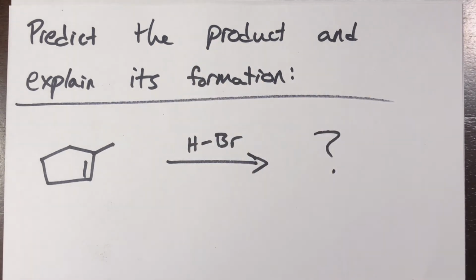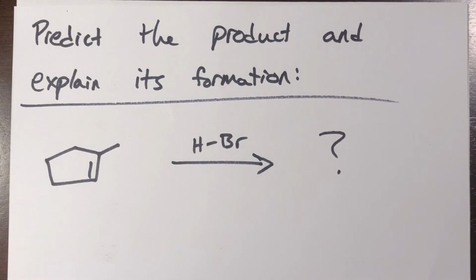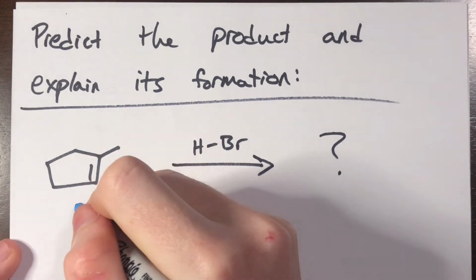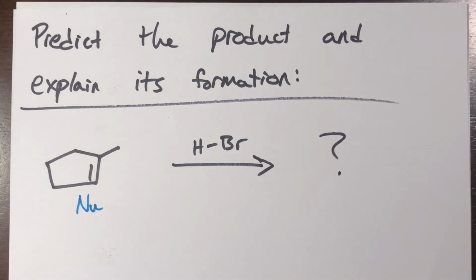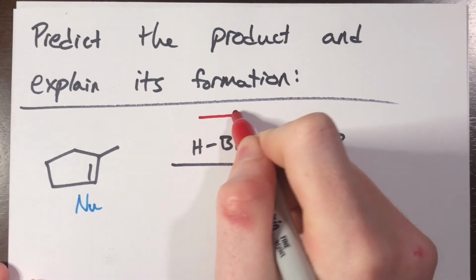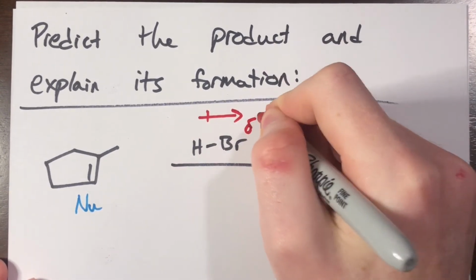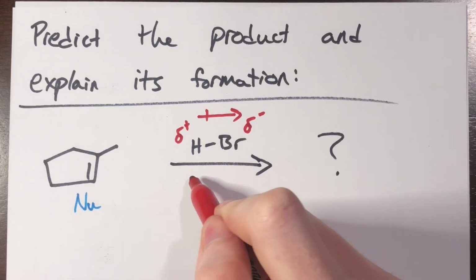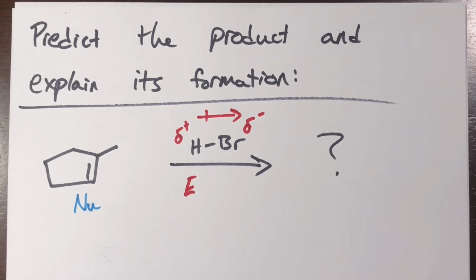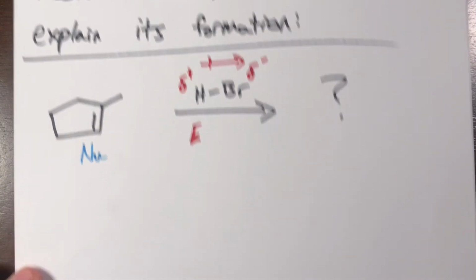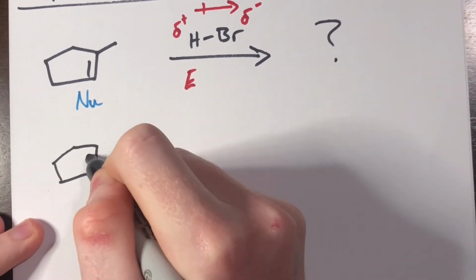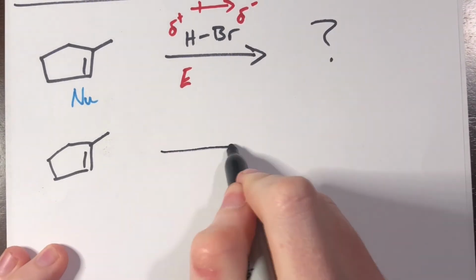So again, the question is the same: predict the product and explain its formation. So show the mechanism. So we have our carbon-carbon double bond. This is going to function as our nucleophile, just like it did in the previous question. And we have HBr, which is another polar molecule. The dipole moment is towards the bromine, away from the hydrogen, making the hydrogen partial positive and the bromine partial negative, meaning that the hydrogen can function as the electrophile. Very similar to the question we just looked at. So now I'll redraw this after we identified everything and go through the first step.